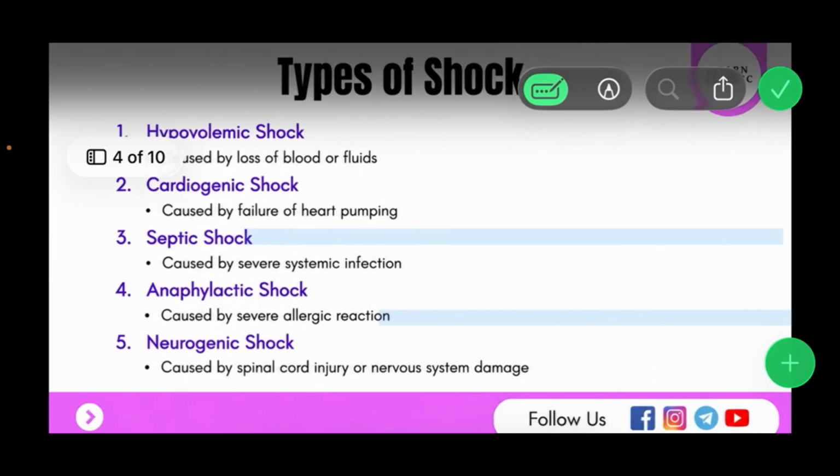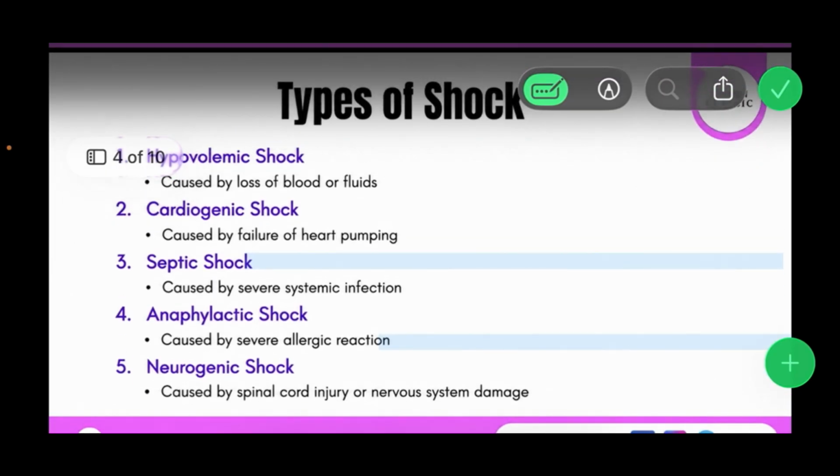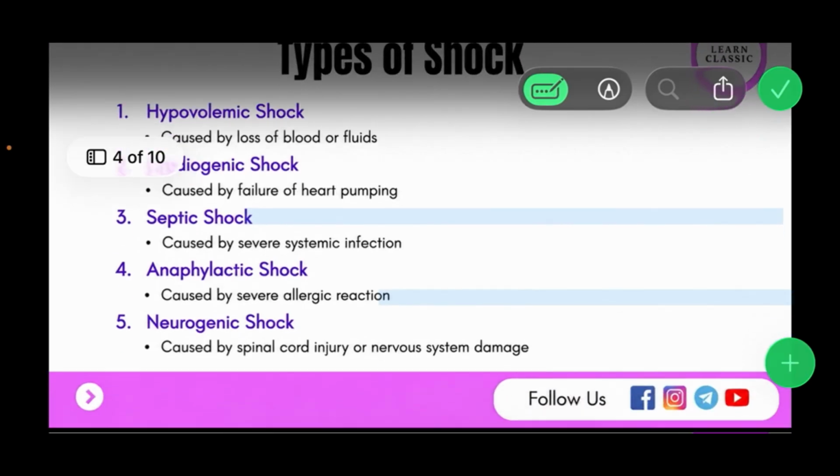Whereas what is cardiogenic shock? Cardiogenic shock is caused when the heart becomes too weak to pump blood effectively to the body. It is commonly caused by heart attack, severe heart disease, or heart failure. An example is a person suffering from a major heart attack who may develop cardiogenic shock because the damaged heart cannot circulate blood properly.